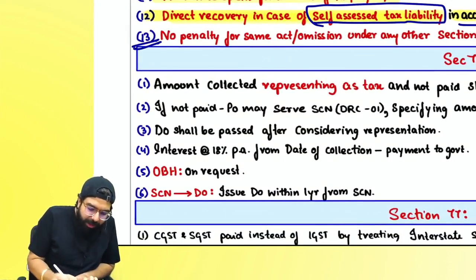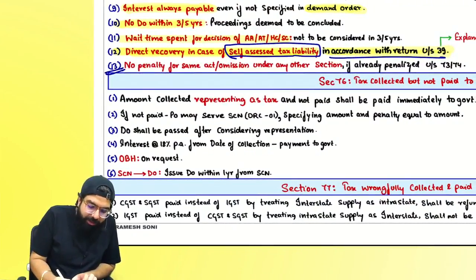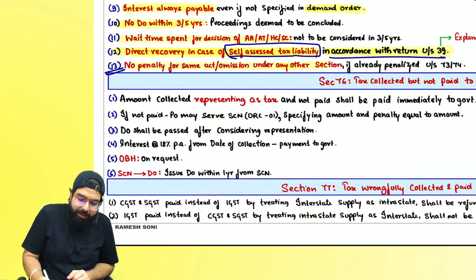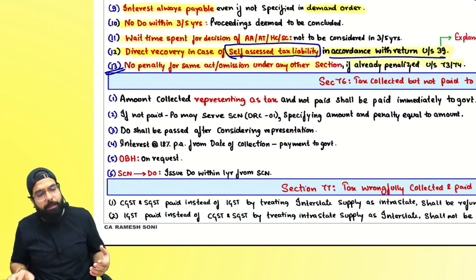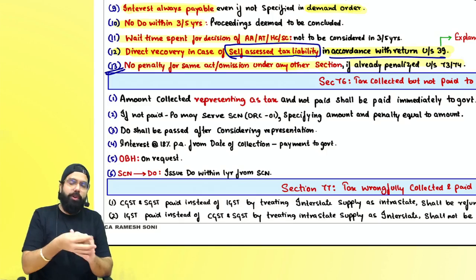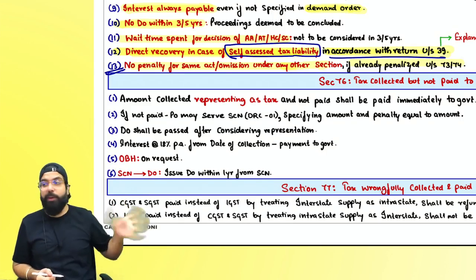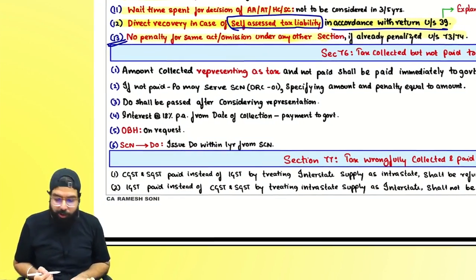The next one over here is section number 75, which says no penalty for the same act or omission under any other section if you are already penalized under section number 73 or 74. If they have penalized you under 73 or 74, they will not penalize you again under section number 122, 125 etc.